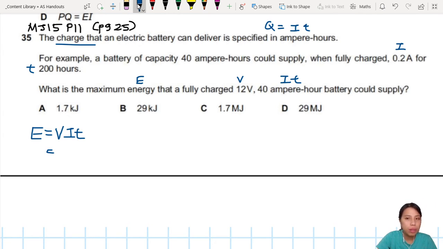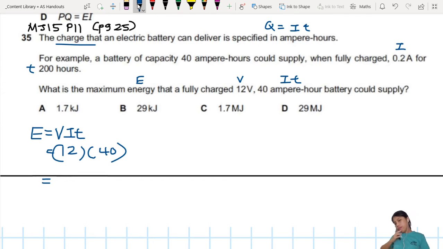So here, there's something I need to warn you about. But I'm going to write out the thing first. So 12, you say, yay, 12 volts. IT is 40, so 12 times 40. Then we're done, we can calculate everything. Hey, wait. You try this and see, you see got answer or not?